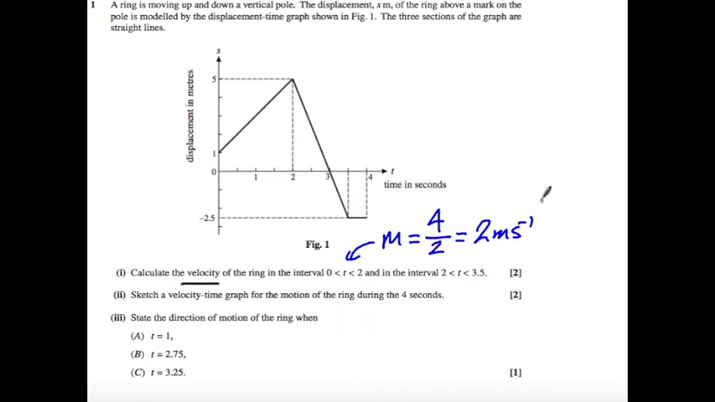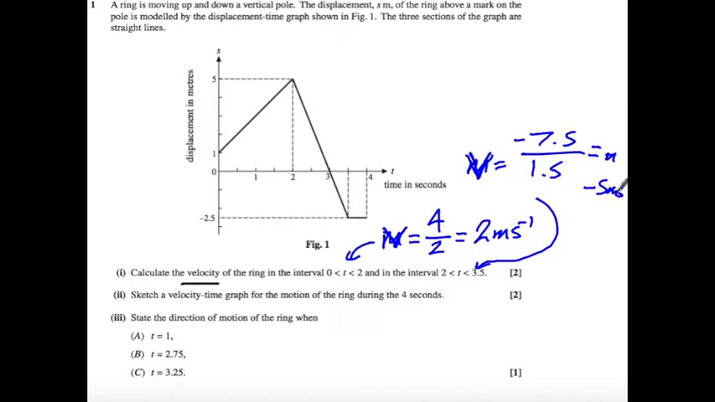For the second part, so from 2 to 3.5, we probably should write v here instead of m. So our change in y is minus 7.5 because we're going from positive to negative, and our change in x is 1.5. So I make that 5. So minus 5 meters per second, and I'm going to go off the side of the screen. Okay, good. Right, so sketch a velocity time graph for the motion of the ring during the 4 seconds.